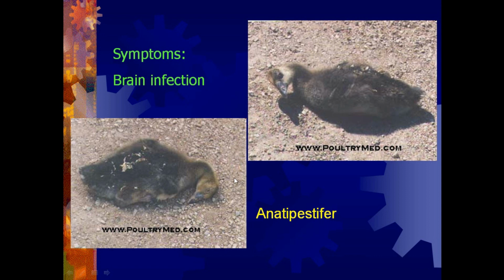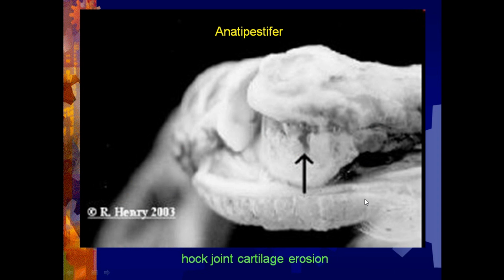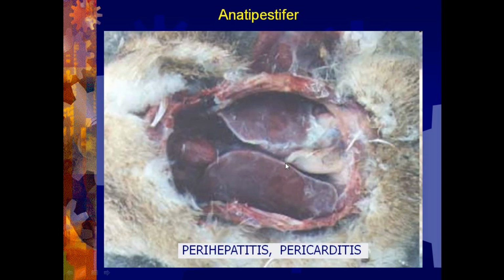Here, this occurs in ducks, and the anatipestifer infection also causes cartilage erosions, or we can call it arthritis, in particular in the hock joint. And then cases of anatipestifer infection can be indicated by fibrinous exudate accumulations in the capsule of the liver. We call it perihepatitis, and also pericarditis. This case is almost similar to colibacillosis in ducks.